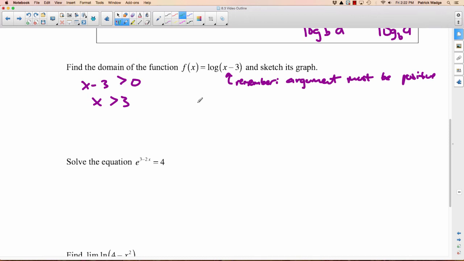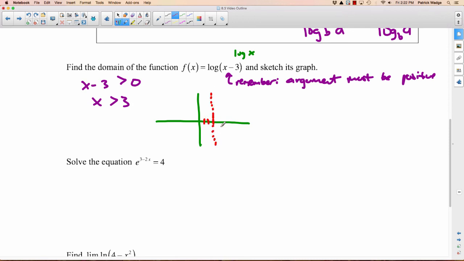In terms of the graph, if you think of this compared to the graphs we've already drawn on the other side of the page, what's the only difference between this graph and the graph of log x? The only difference is it's been translated 3 steps to the right. So instead of your asymptote being at the y-axis, it's going to be 3 steps over.